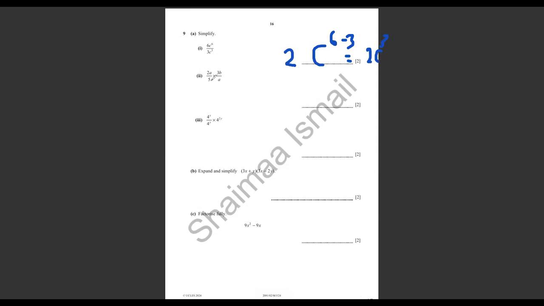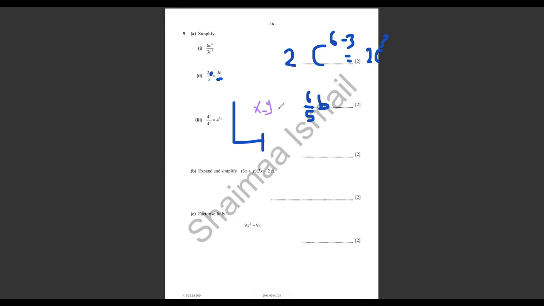Here, 2 over 5 multiply 3a and b. Here we keep the a with the a, which gives you 2 times 3, which equals 6 over 5b. Very easy. Okay, here 4 to the power of x. In this question, we just write a big 4 and write the powers, adding and subtracting the powers, okay? So here we write x minus y.